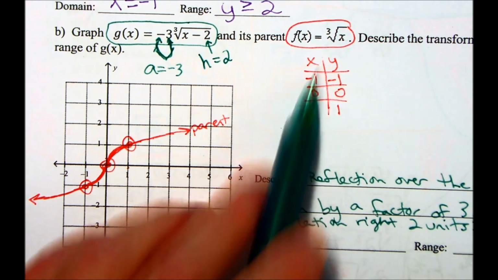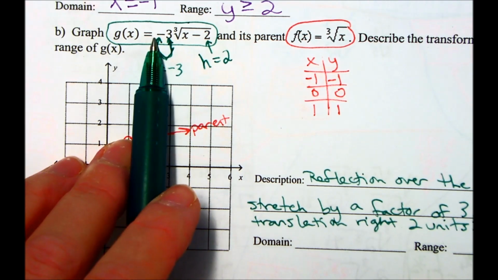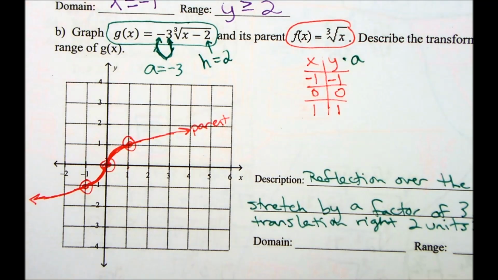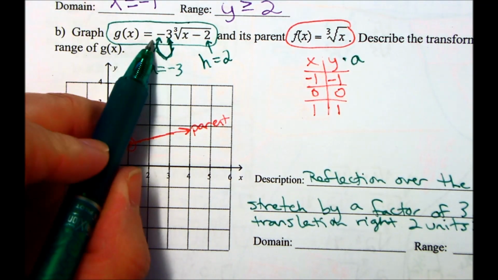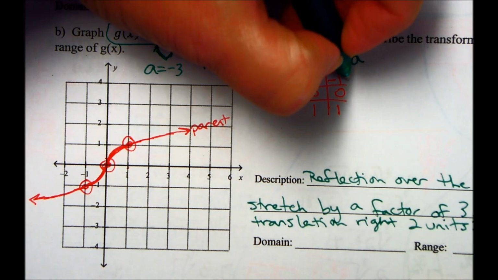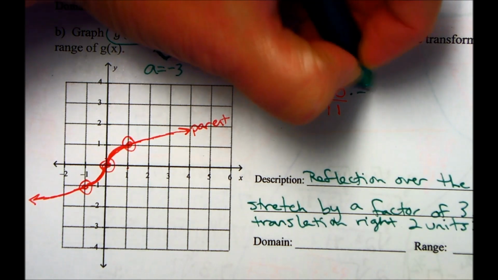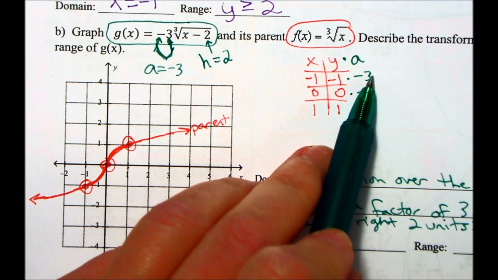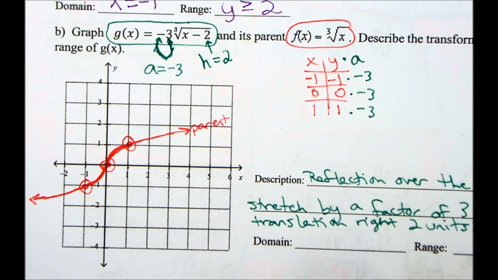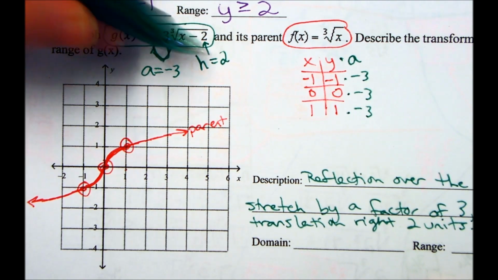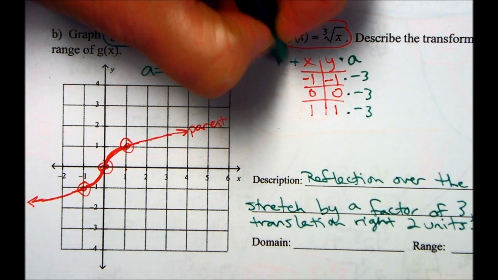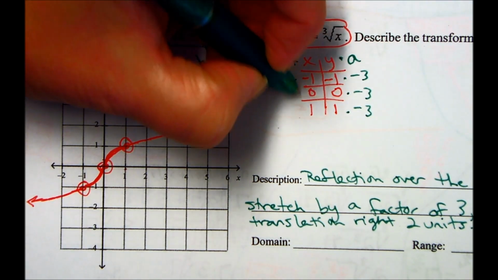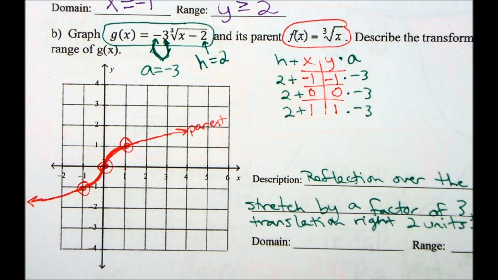So when you have your parent function, the a value always affects the y coordinate, and you always multiply by whatever a value you have. So if your a value is -3, we're going to multiply my y coordinates by -3. And that's going to do two things. It's going to make it reflect over the x-axis and stretch those y values by 3. Since my h is 2, we always add h to the x coordinates. So that's going to affect the x coordinates. So I'm going to add 2 to all of my x coordinates.